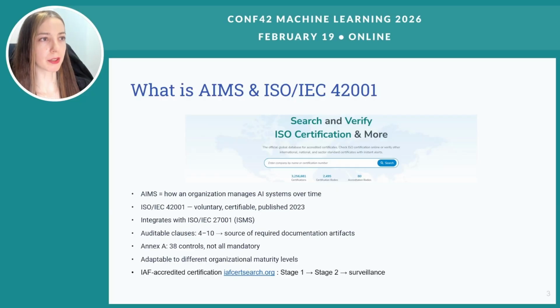From a certification perspective, audits follow a clear chain. International Accreditation Forum, to accreditation bodies, to certification bodies, to auditee organizations. So IAF, to ABs, to CBs, to auditee. On IAF CertSearch, the global database for accredited ISO certifications, you can look up whether an organization's certificate is still valid. Certification typically involves passing a Stage 1 documentation readiness audit, followed by a Stage 2 control effectiveness audit, and then maintaining and improving the system through annual surveillance audits within a 3-year certification cycle.